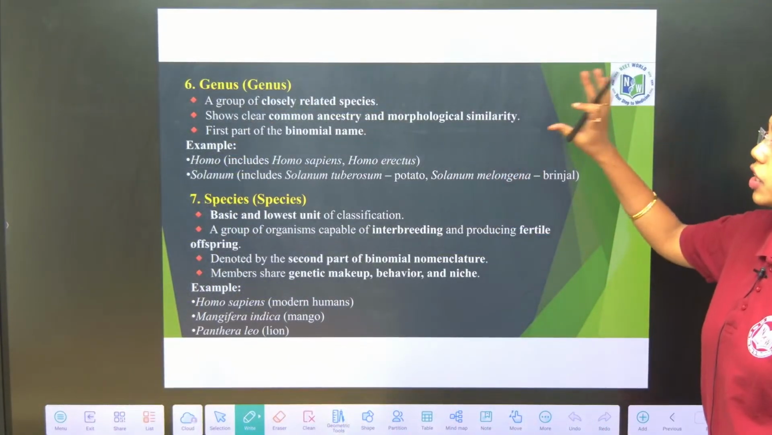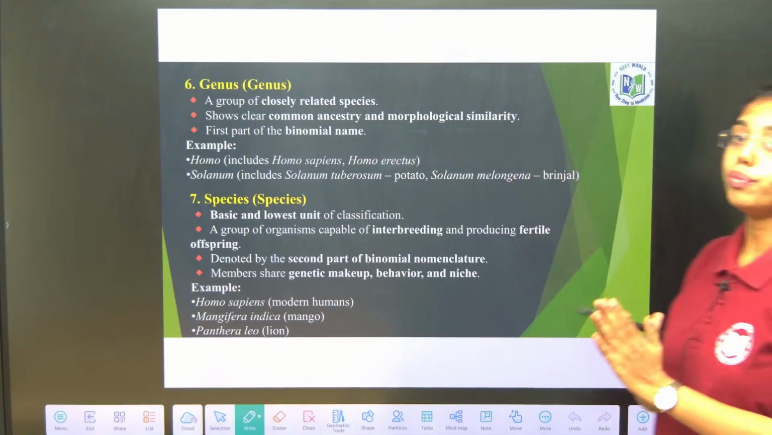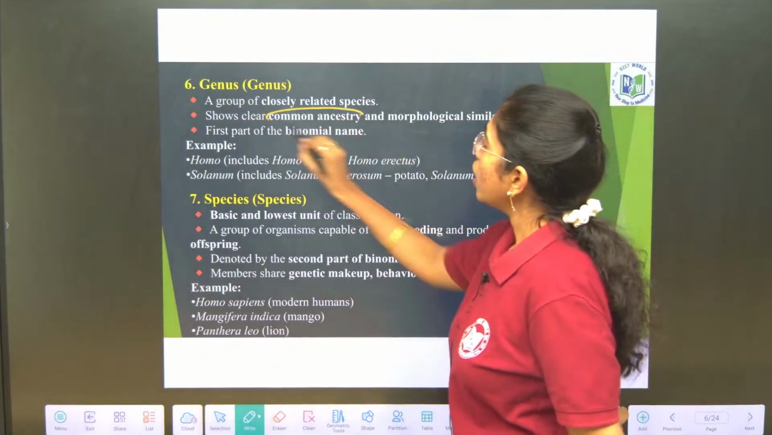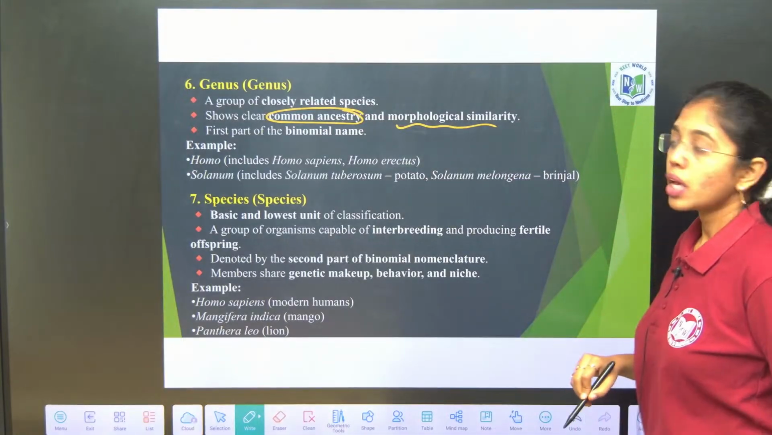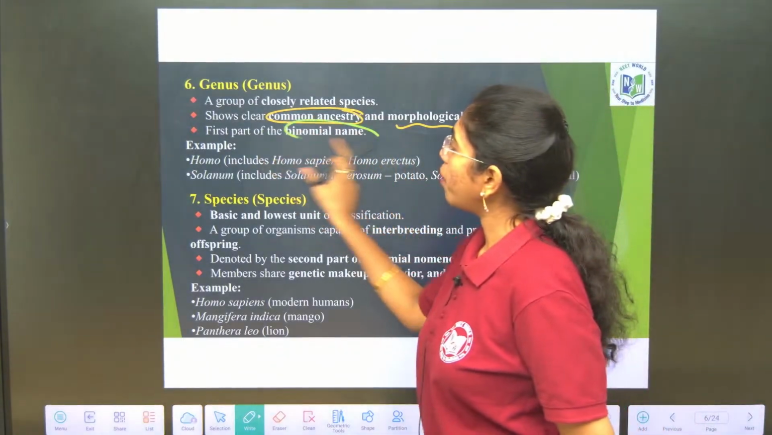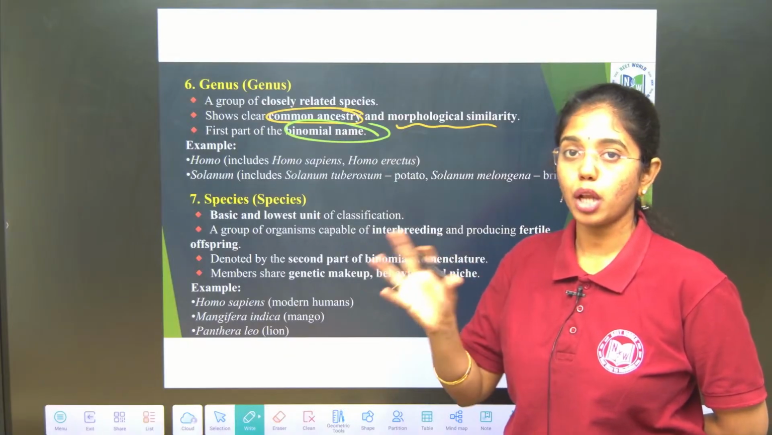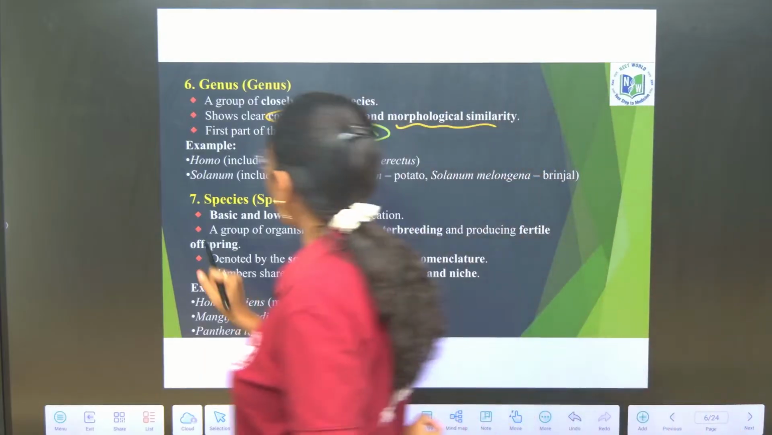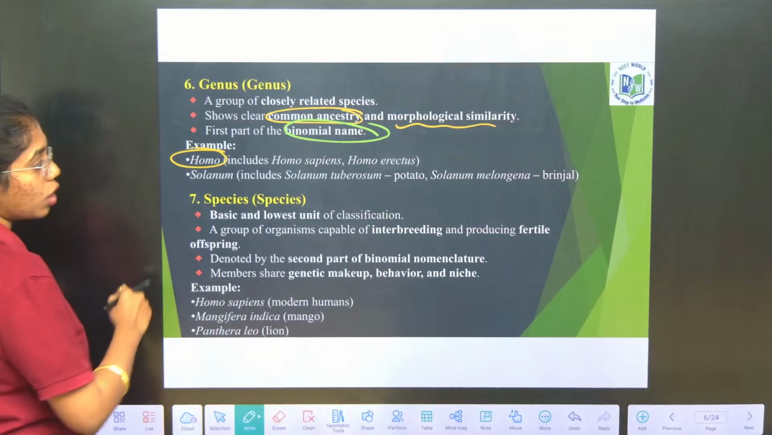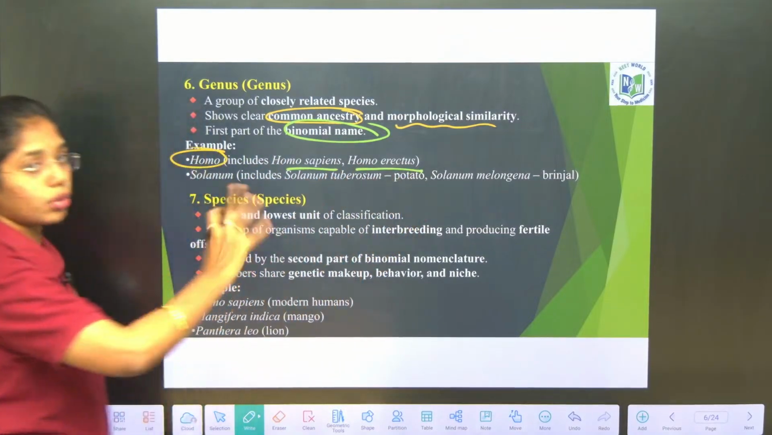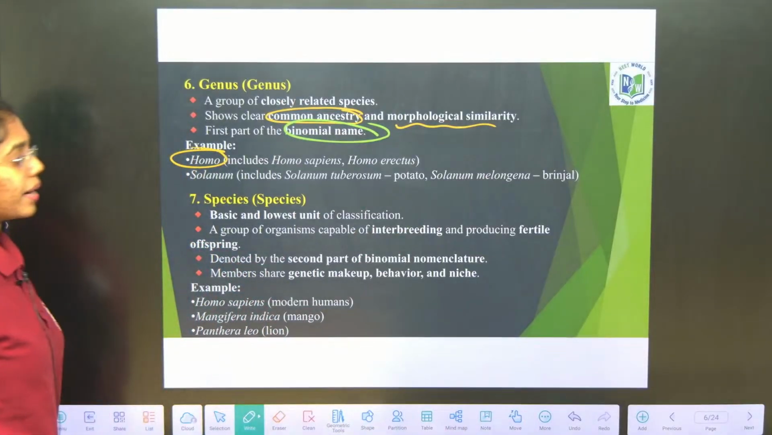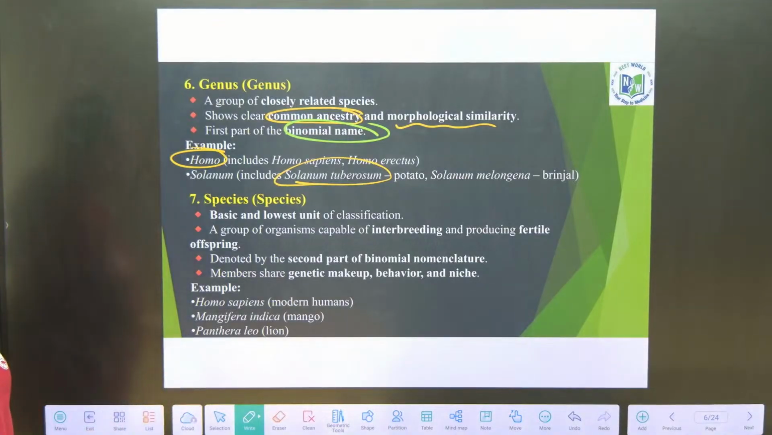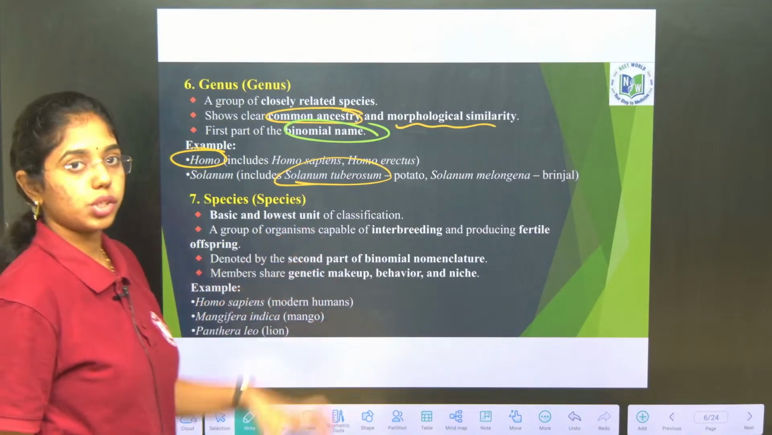Next is genera or genus, which includes a group of closely related species. This shows clear common ancestry and morphological similarities. And this is the first part of the binomial name that we learnt yesterday, right? Binomial nomenclature. In that, the first name is what? Generic name. Examples include Homo, which includes Homo sapiens and Homo erectus. These are two different species under the genus Homo. And then Solanum. Solanum includes what? Solanum tuberosum, Solanum melongena and Solanum nigrum. These are different species which are kept under the genus Solanum.